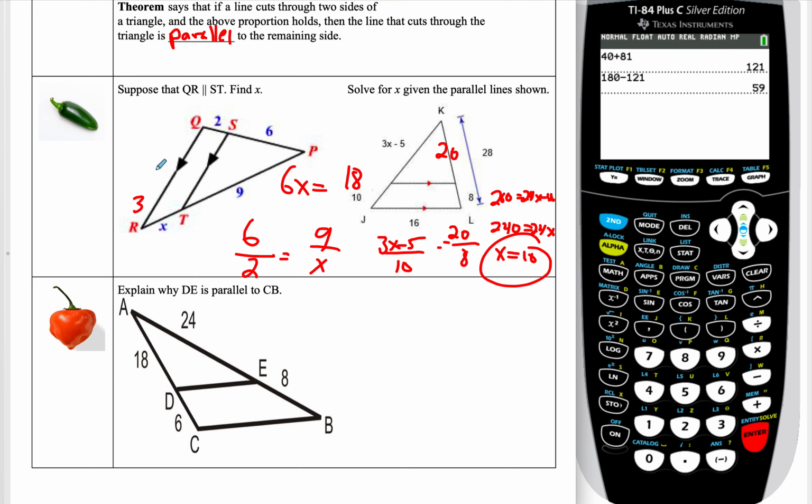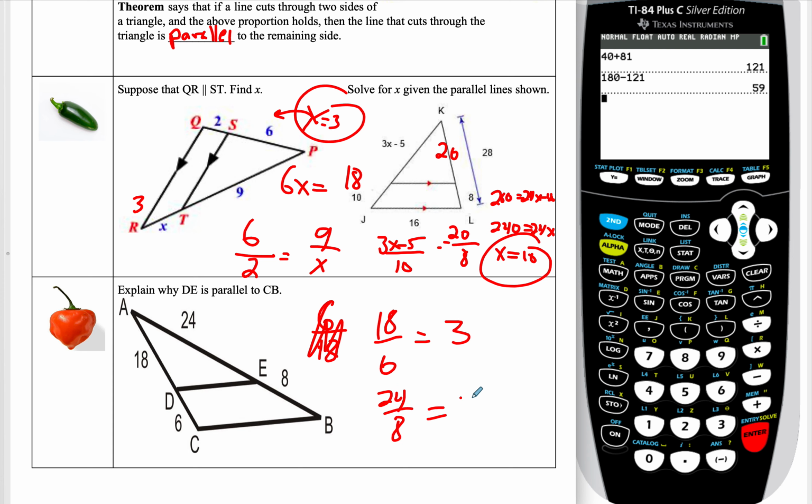Okay, now, I'll make note that x is 3 on this one. Now, why are these parallel? So we're thinking reverse. Actually, we could do it easier this way. What is 18 over 6? It's equal to 3. What's 24 over 8? It's equal to 3. So because this is to this as 8 is to 24, and vice versa, we have proportionality. Therefore, by the converse of the triangle proportionality theorem, we also have parallelism.